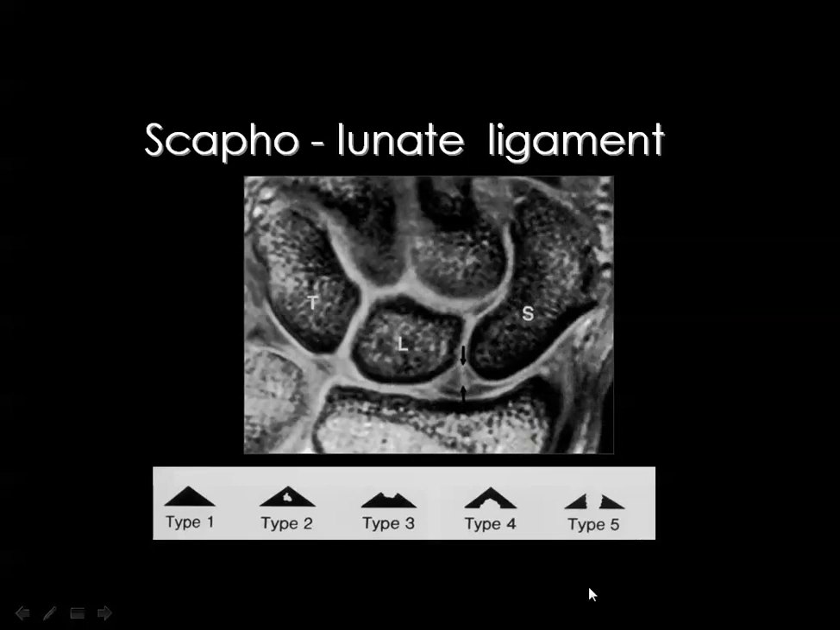According to the Mayo Clinic, there are different appearances or types of the scapholunate ligament. This is type 1, which is considered normal. Type 2, there is an abnormality within the triangle of the scapholunate, and this is degeneration. Type 3, the apex is missing. Type 4, the base is partially affected. And type 5 indicates a full thickness tear of the scapholunate ligament. You can see here the configuration of the ligament and the site of the tear.